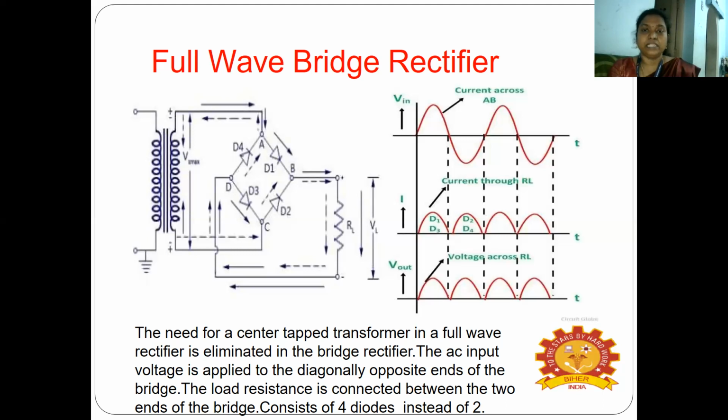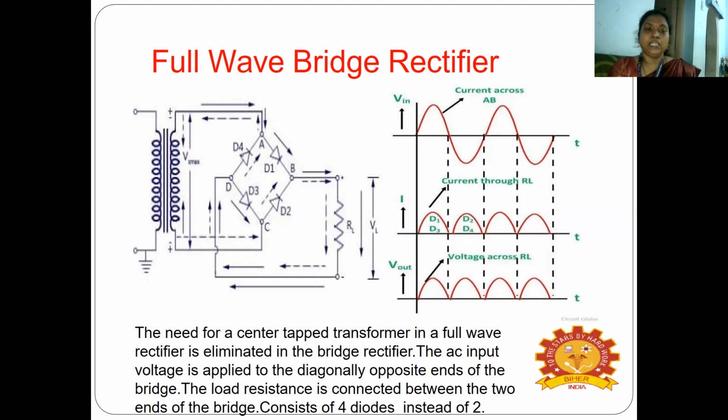D1 and D3 will be conducting in the positive cycle, and in the negative cycle D2 and D4 will be conducting, and likewise it continues. When you come to the next cycle, D1 and D3 will be conducting, and in the negative cycle D2 and D4 will be conducting. So this is a full wave rectifier because you get a full wave output. The four diodes are acting: D1 and D3 conduct, and D2 and D4 conduct, while the other diodes will be off.